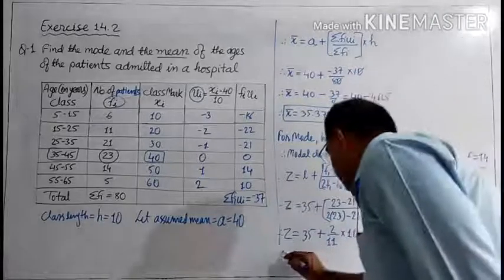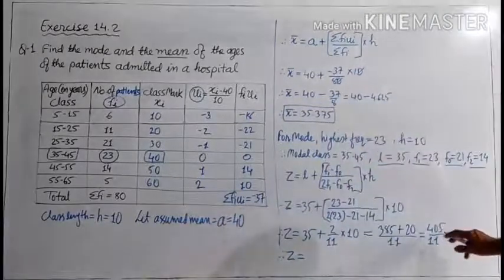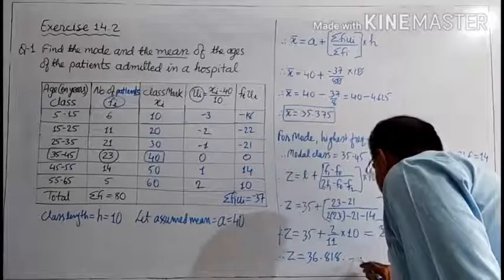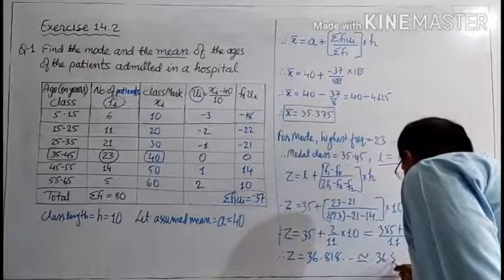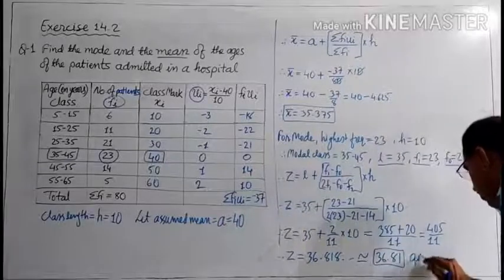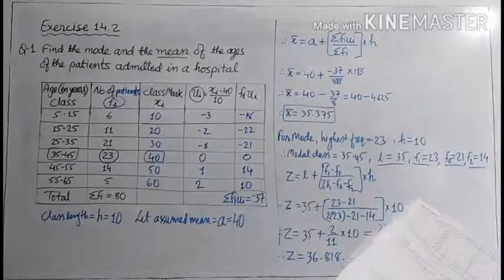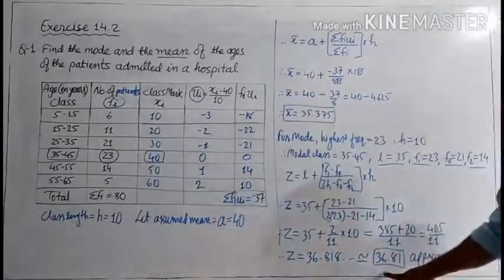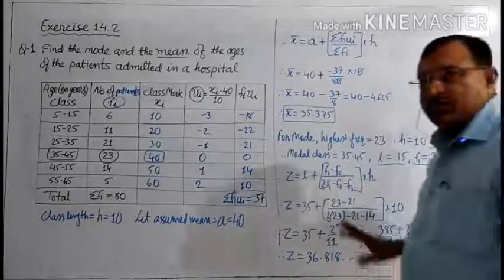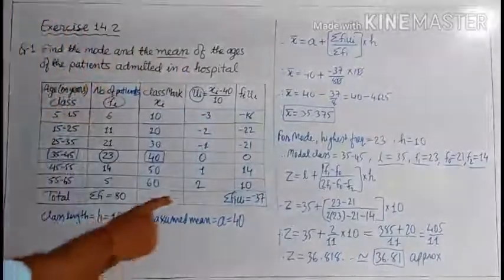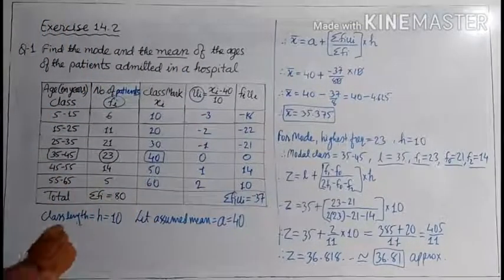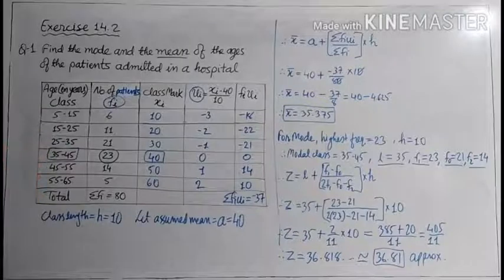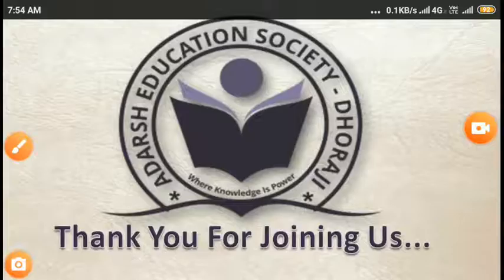So 405 divided by 11, and therefore the mode is 36.818 and so on, approximately 36.81. This is the mode. That means the maximum number of patients admitted to the hospital have this age, approximately 36.81 years, whereas the mean is 35.375 years, the average age of patients admitted to the hospital this year. Thank you for joining us.